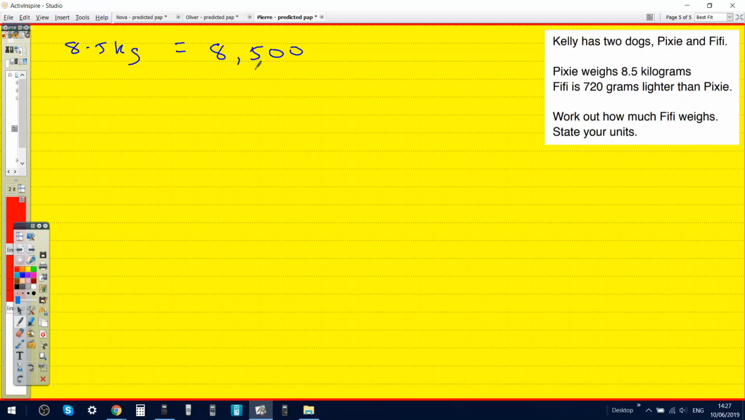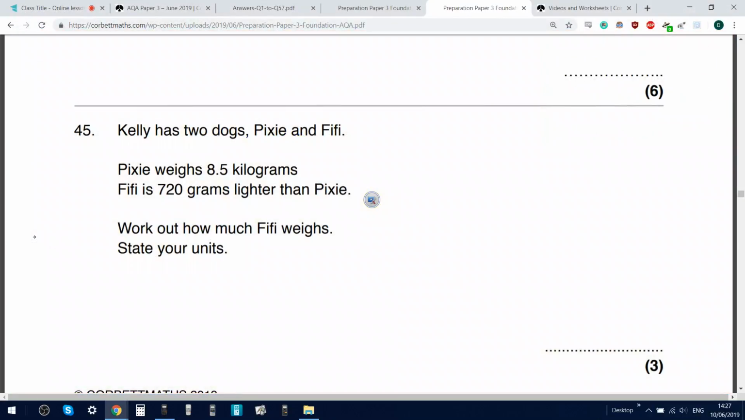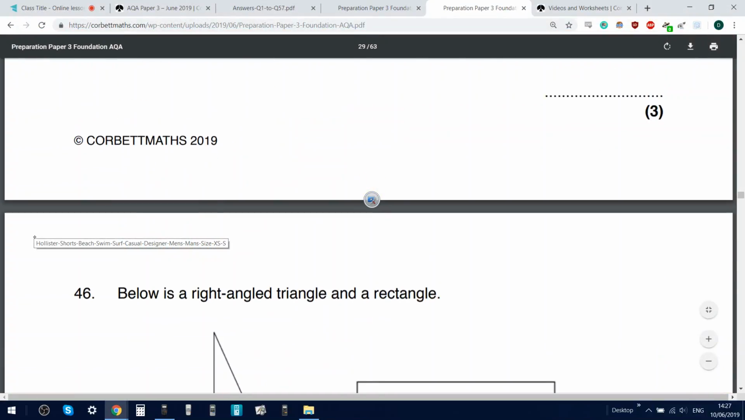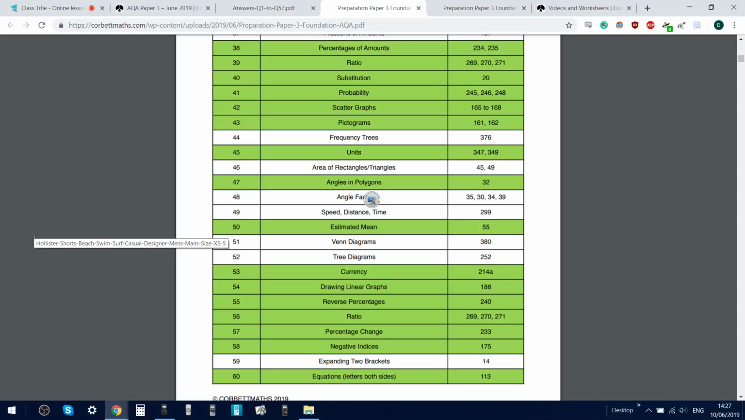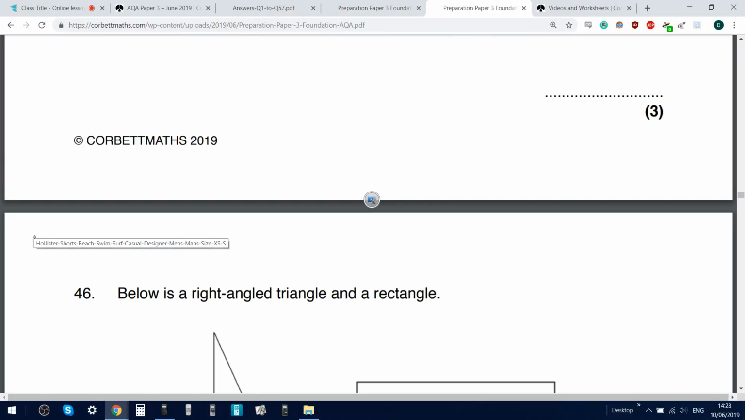8,500 minus 720. Which is 7,780 grams. Well done. Yeah, state your units. Okay. So that was 45. 47 is next.